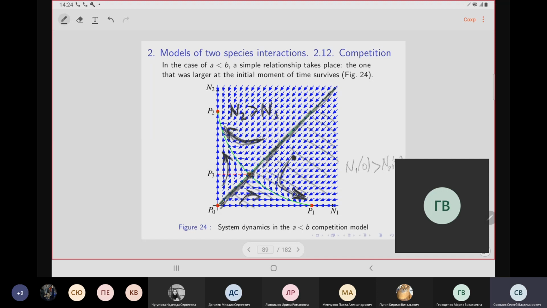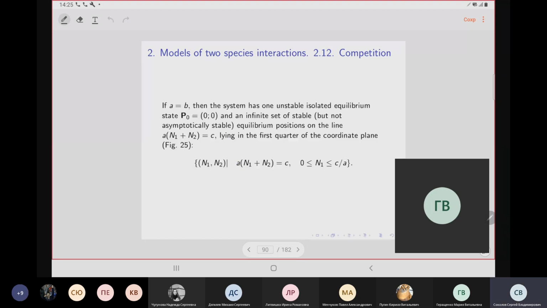And what about symbiosis? Once more, there is another situation. If A is equal to B, it is another interesting moment because in this system, there is one unstable equilibrium P0 as usual, and an infinite set of stable but not asymptotically stable equilibriums on the line A N1 plus N2 equals C.